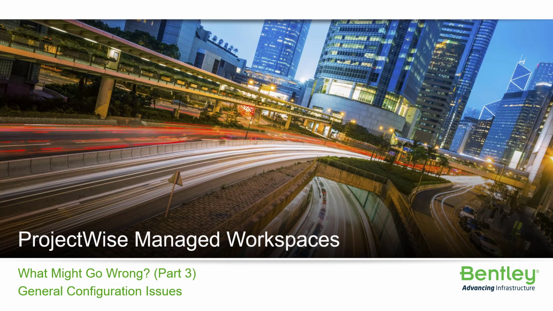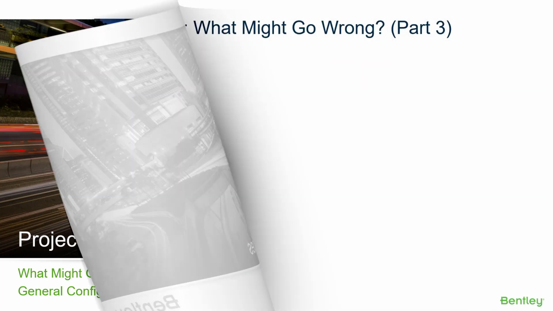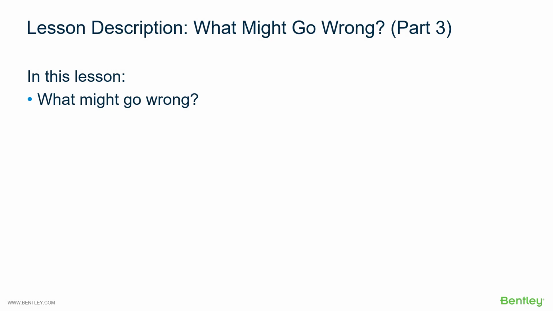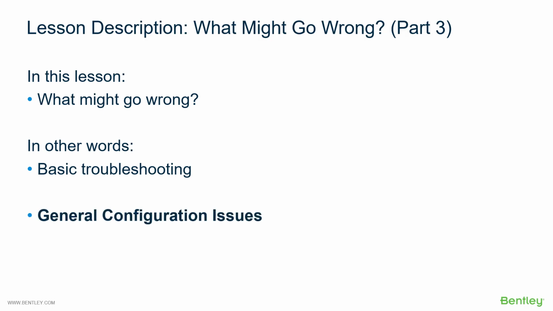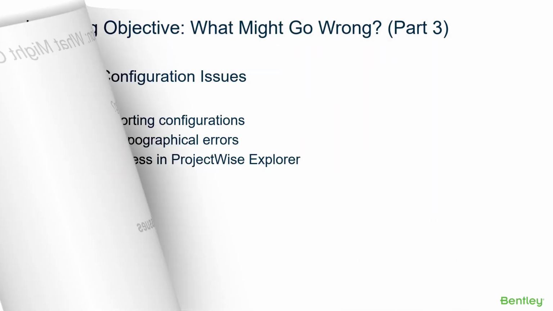This is the third part of a four-part series about what might go wrong. In this third part, we will specifically discuss general configuration issues. This lesson will present an overview of what might go wrong. In other words, troubleshooting. In this part of the lesson, we will discuss general configuration issues. These are just general things that you might come across in troubleshooting a managed workspace.